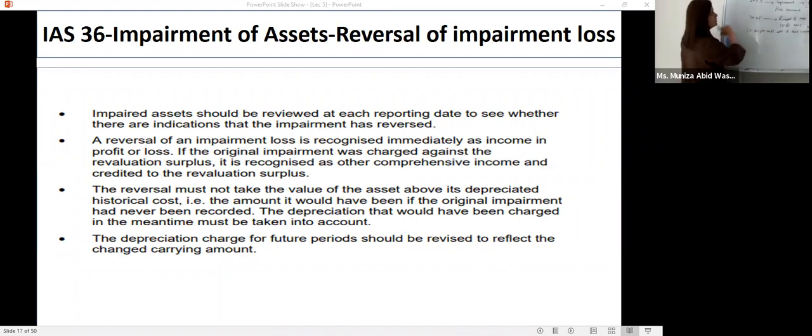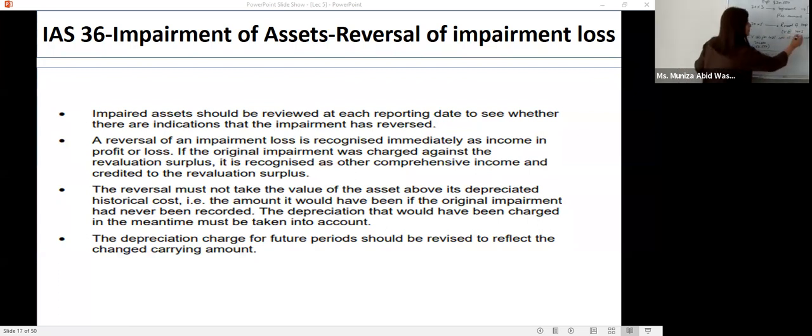We are going to take the cost at 2001, that is 200,000. Then we are going to deduct the yearly depreciation charge. So from 2001 to 2005, 1, 2, 3, 4, 5, 5 years depreciation is there for 20,000. So it means that 100,000 is your depreciation. So the carrying value without impairment is 100,000.